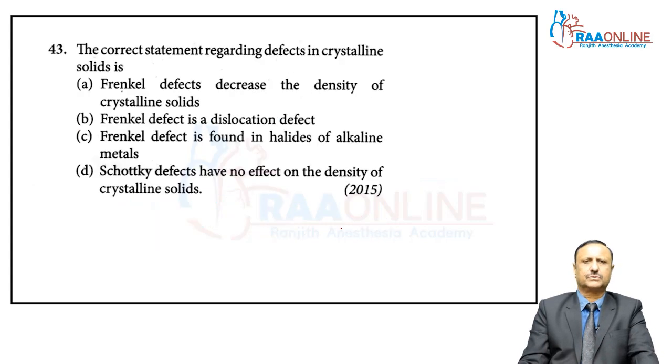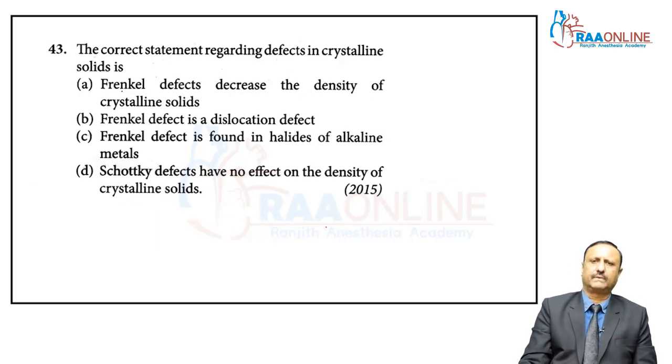Now, we can go to question number 43. The correct statement regarding defects in crystalline solid is, my dear students, Frenkel defect is a dislocation defect, and this is the correct statement. Frenkel defect is a dislocation defect, because in Frenkel defects one of the cation or anion goes to another vacant space. It is called Frenkel defect. So, this is the correct statement.